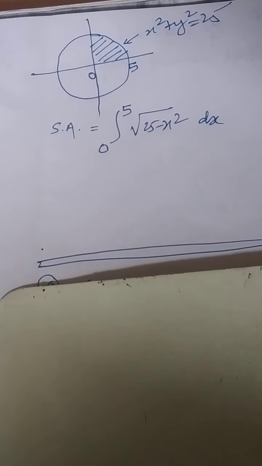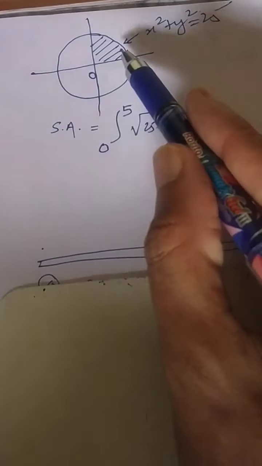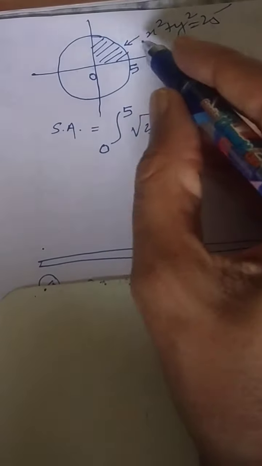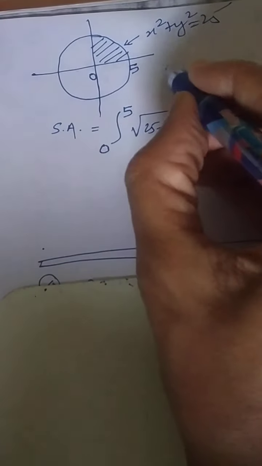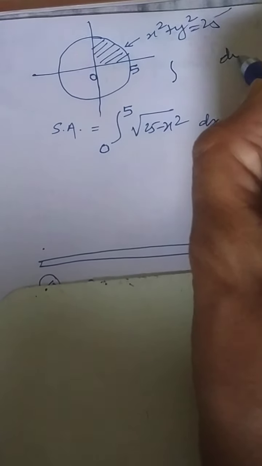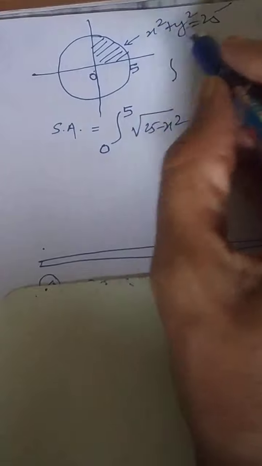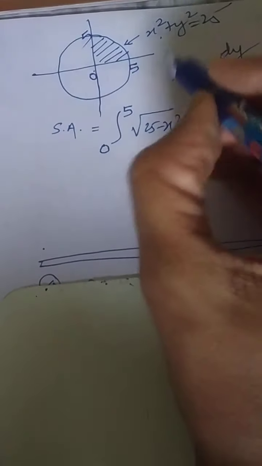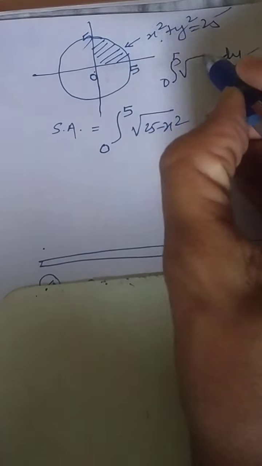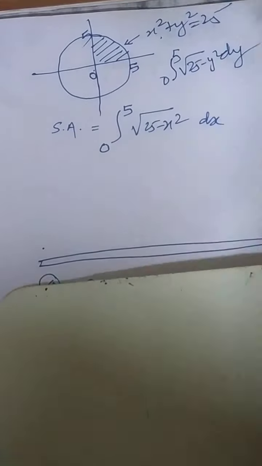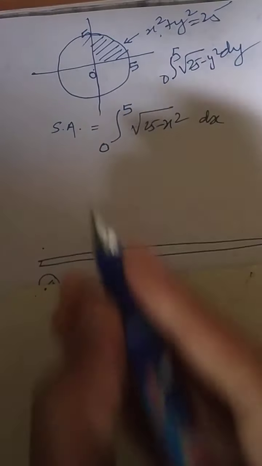Now one can ask me, can I answer this question by using integration with the y-axis? Yes, because this particular curve can be integrated with respect to dy also. Here if you put 0, you will get 5 again. So it will be 0 to 5, but now the expression will be 25 minus y square. And you can get the required answer.